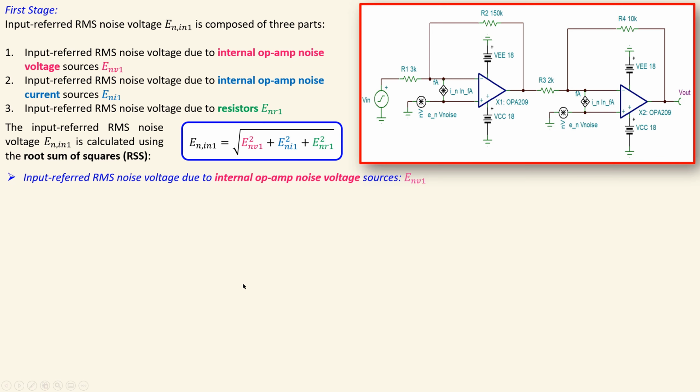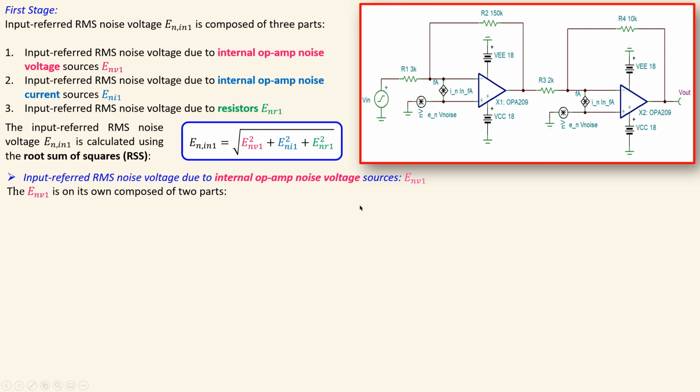Now if I calculate this for the first stage, I can first start with the first part: the input referred RMS noise voltage for the input stage is the input referred RMS noise voltage due to that op-amp noise voltage source.